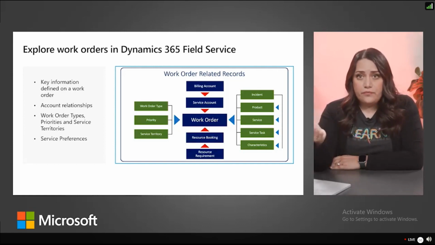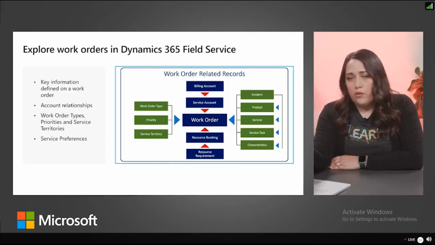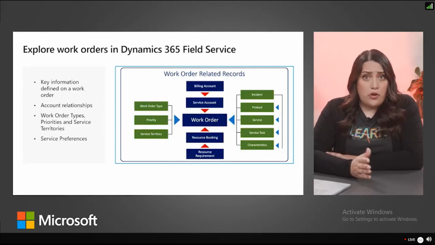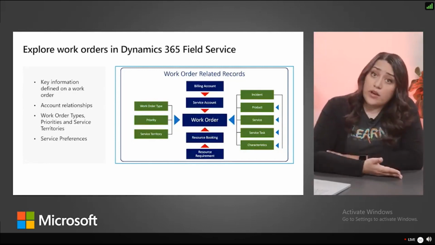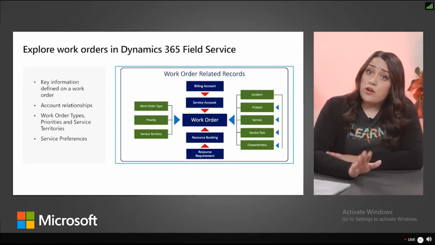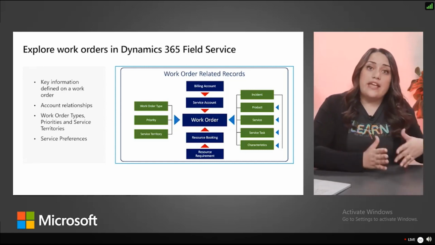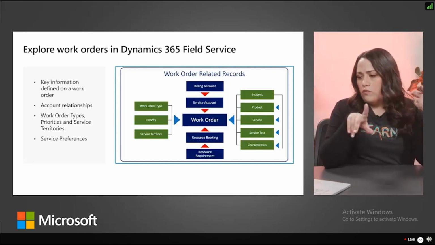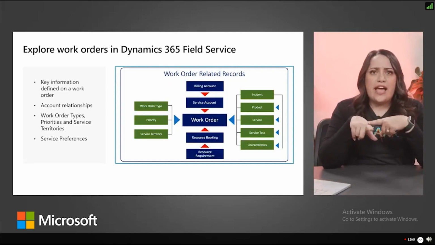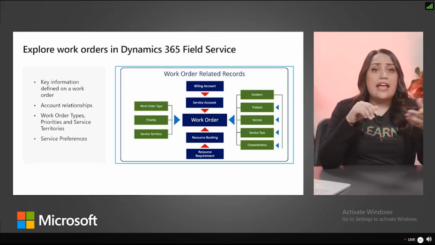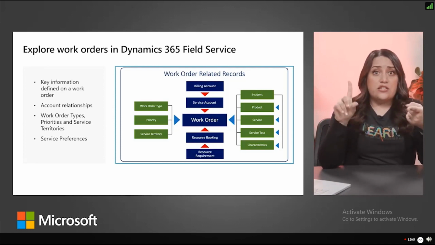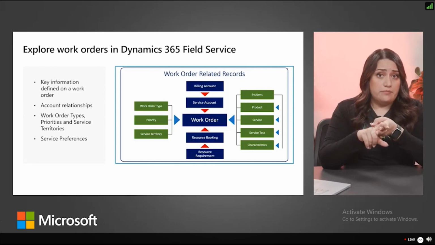So the first thing, though, when we look at a work order, it's always going to be associated with an account. The account record can be a service account, like where the work is being done. But you can also use a billing account, and that's where the invoice for the work is going to be sent. With the account, you're also going to have the category of the work order as well as a priority. So you can set preferences for things like start times as well as scheduling.